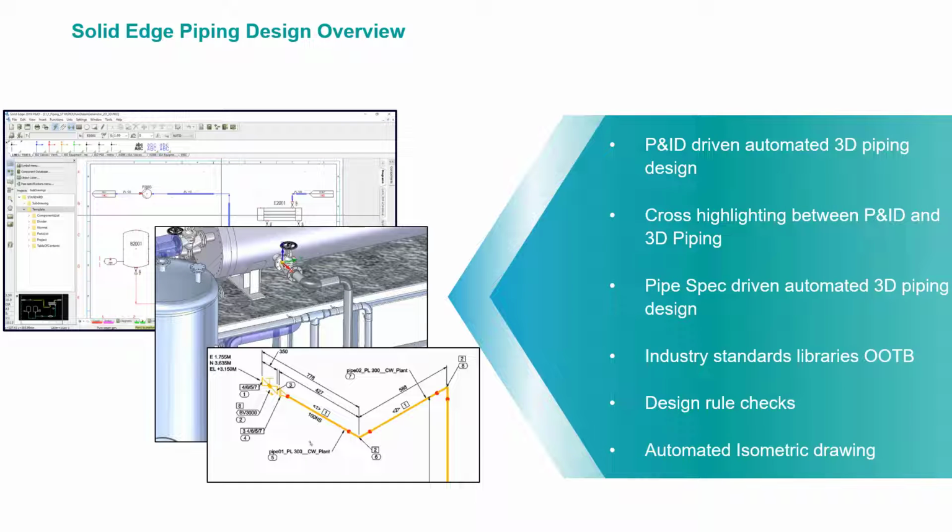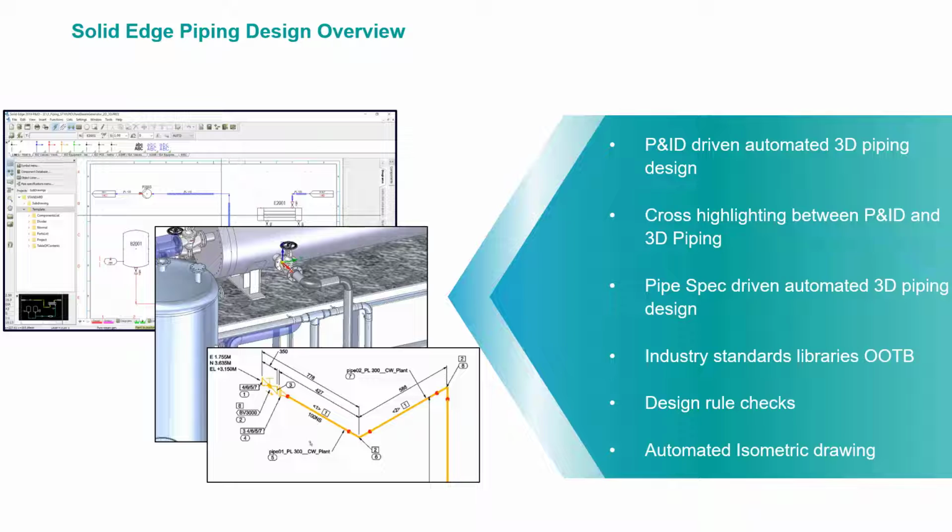Solid Edge Piping Design is a robust tool which supports 2D piping and instrument diagram, also known as P&ID, which in turn drives the 3D piping design. This is key for plant design, with digital twin between P&ID and 3D piping design, with cross-highlighting between the two solutions. This aids the piping designer to build accurate piping assemblies in accordance with the P&ID master data.